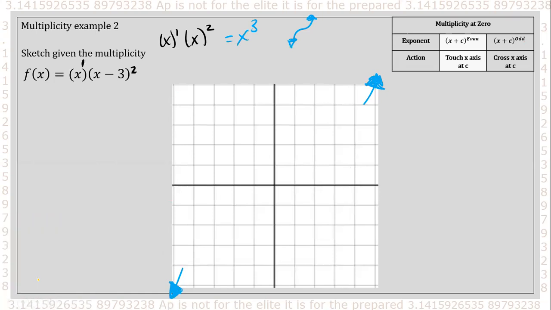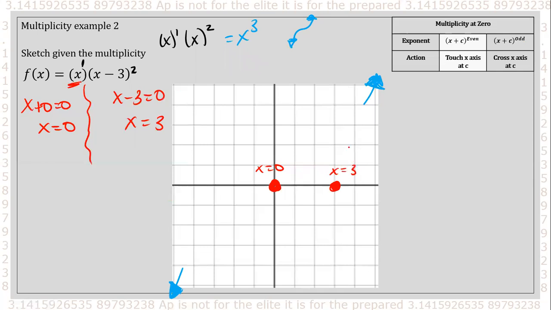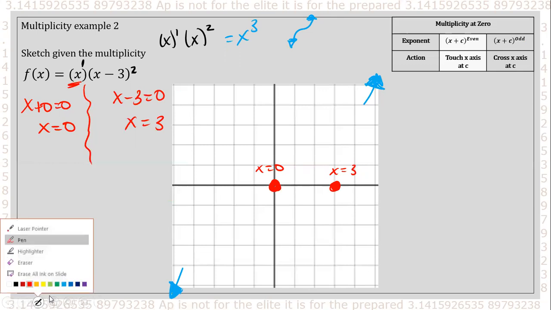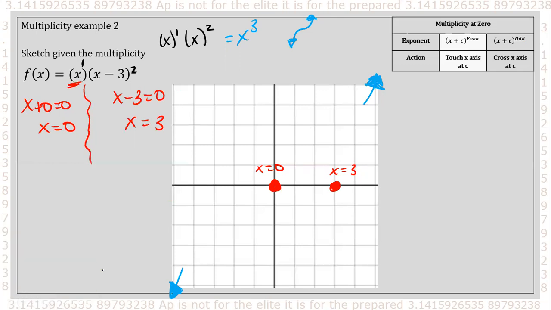Okay, so let's go ahead and try this one right here. I'm gonna go ahead and find the x-intercepts. Where are my x-intercepts? So I'm gonna get these parentheses, so it's x plus, wait, I don't see anything. So it must be x plus 0 equals 0. So x equals 0 is my first point. And x minus 3, I set that equal to 0. So x equals 3 is my other point. Okay, so I got these two locations, x equals 0 and x equals 3, because I set the factored form equal to 0. Now all I have to do is find out, does it cross or does it touch?